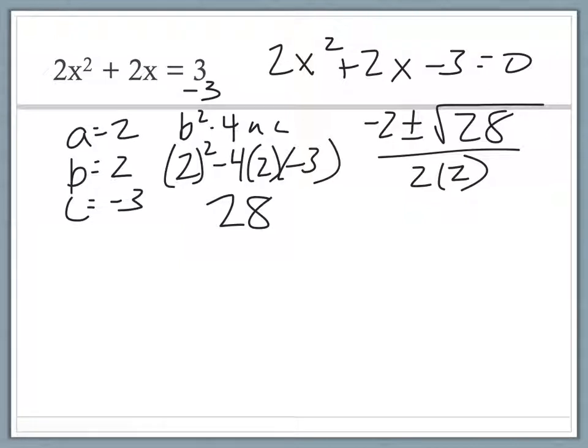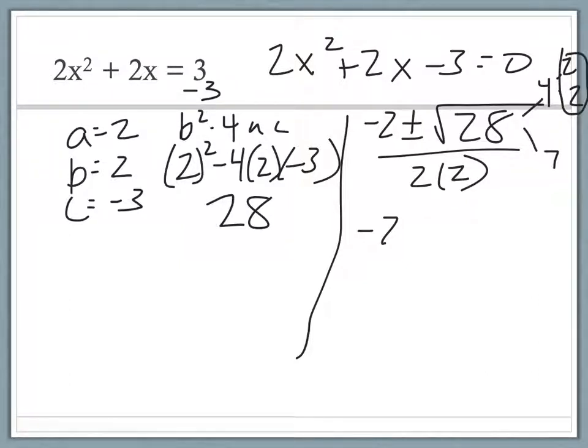Okay, so let's go ahead and take a look. Let's kind of break this up. We have -2. Now if you look, square root of 28, we don't know what that is, but I can break that down into 7 and 4, and then 4 goes into 2 and 2. Okay, there's my pair. So I'm actually going to have 2 plus or minus 2 square root 7, all of that over 4.